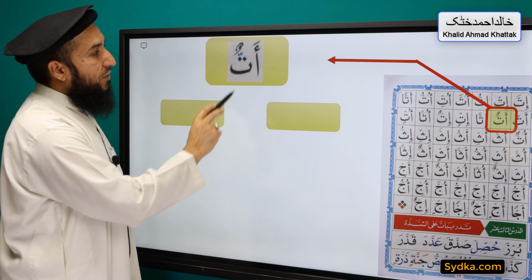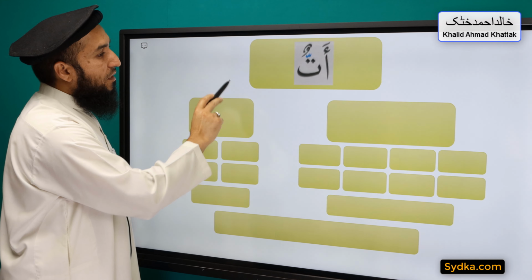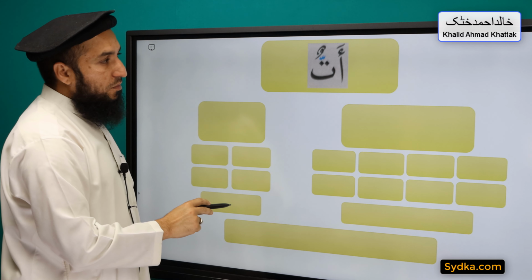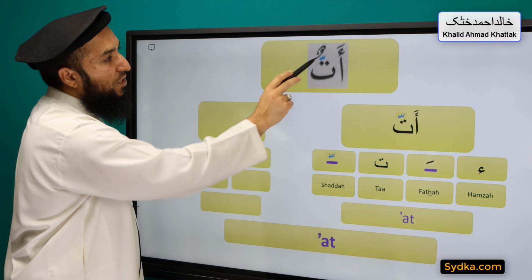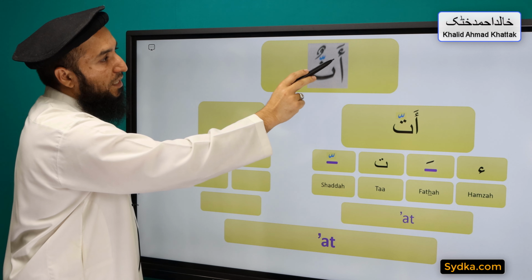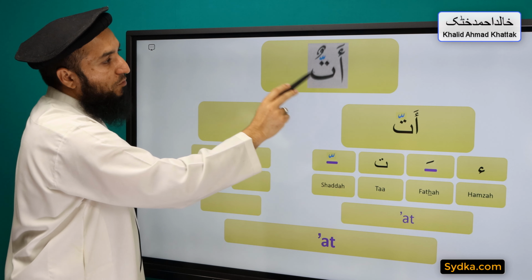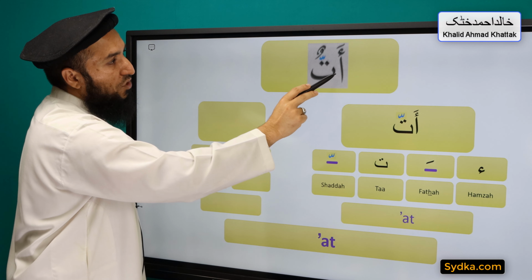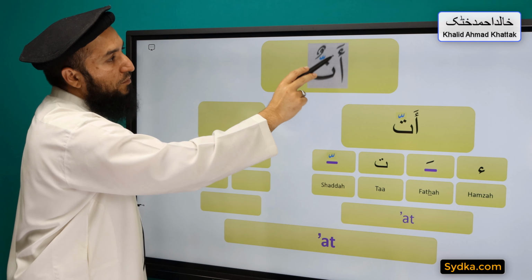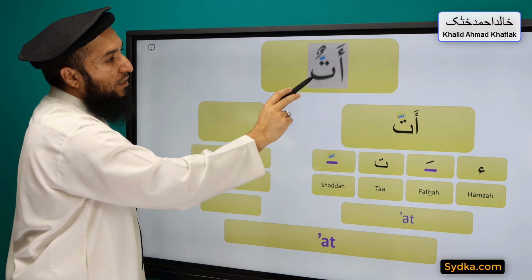The next word we have is Attun, and it can be divided into two syllables. The first syllable we have is Hamza Fatha Ta Shadda, At. Hamza is a light letter, it has Fatha on top of it, it is followed by Ta, Ta has a Shadda. This alif is silent and it is used as a chair for Hamza. Hamza Fatha Ta Shadda, At.